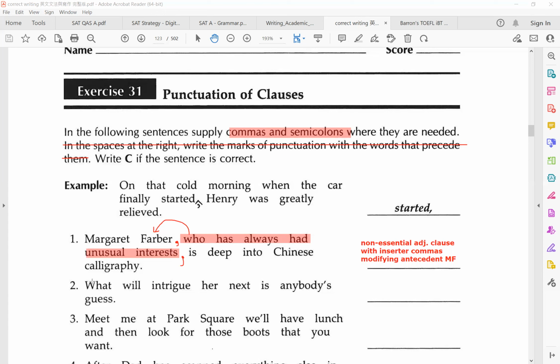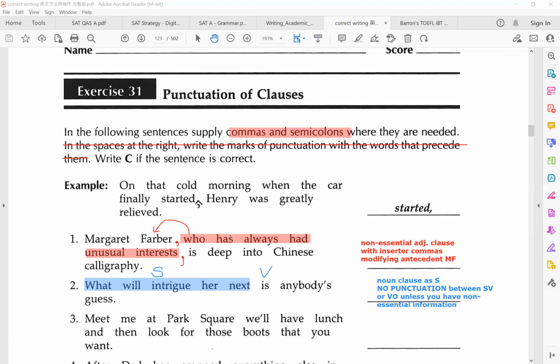Starting our sentence with the question word. What will intrigue her next is anybody's guess. So this is a question noun clause functioning as the subject of the whole sentence. And if you remember, noun clause as subject or noun clause as object, we shouldn't have any punctuation. Why? Because the rule for punctuation is no punctuation between subject verb or verb object unless you have non-essential information. In this case, we don't, so we shouldn't add any punctuation.